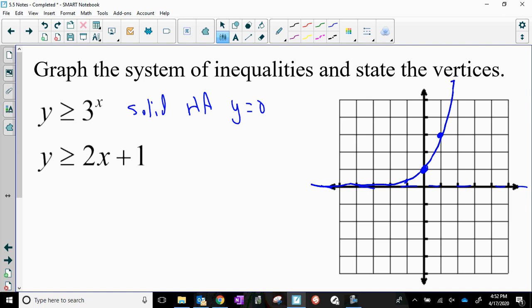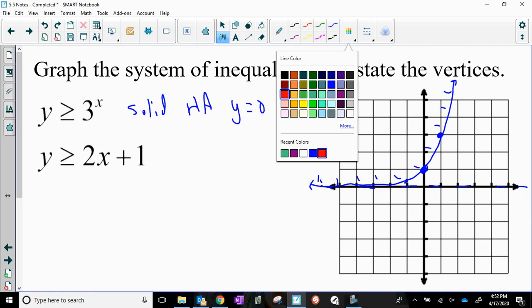Since y is by itself, I could do this without a test point since y is greater than, so we would shade above. But if you need to do a test point, you could test something like (0, 2), putting 2 in for y and 0 in for x, and you get a true statement. The other one's very simple.